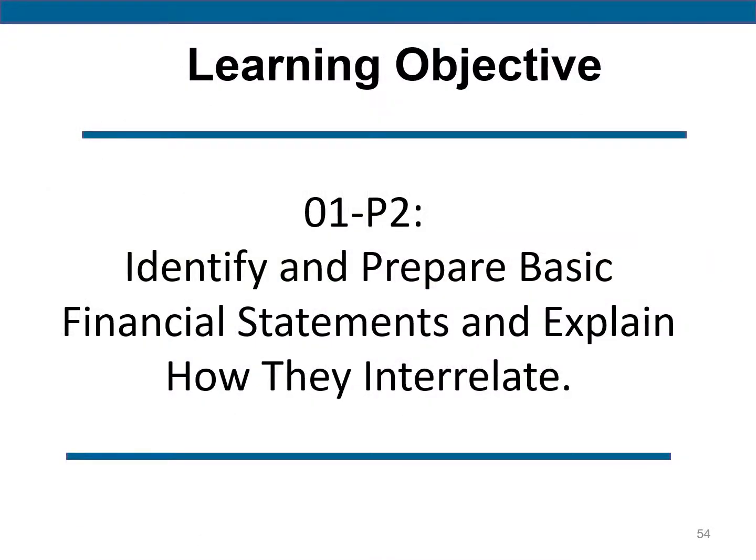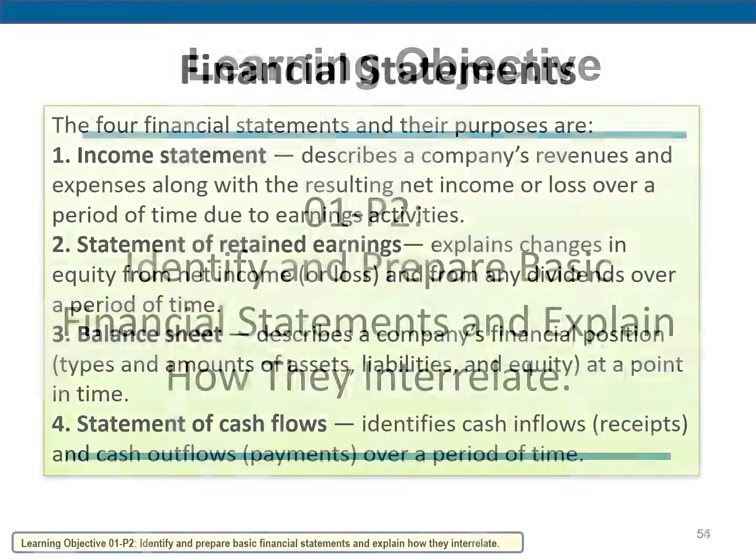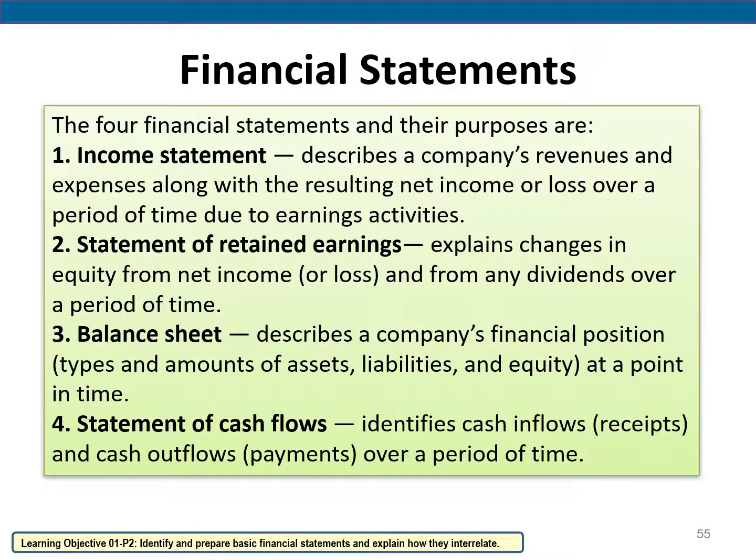Okay, moving on to our next learning objective, we're going to talk about the basic financial statements and explain how they interrelate with one another. So there are four financial statements. The income statement, the statement of retained earnings, and the statement of cash flows are all for a period of time, and the balance sheet is as of a point in time.